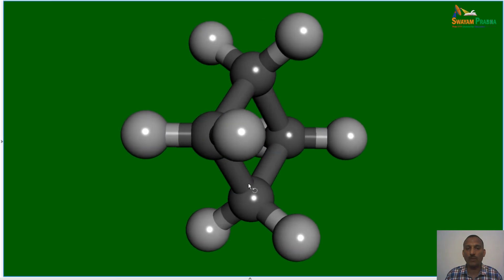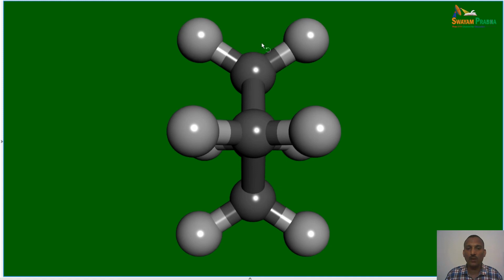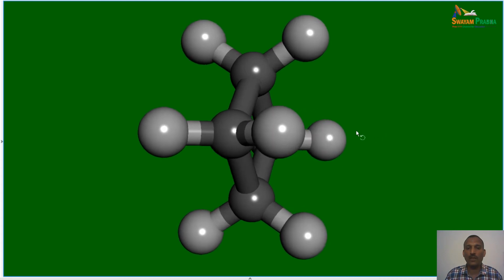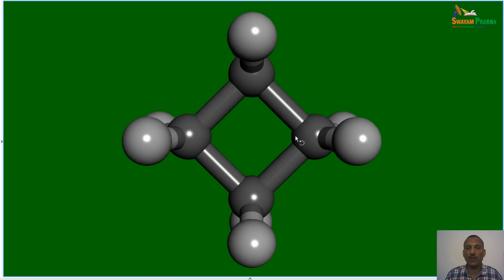The same way, if I rotate the molecule like this, I can also cut across this way to give the identical mirror image. So this molecule has diagonal, vertical and horizontal planes of symmetry. So we have vertical, horizontal and diagonal planes of symmetry for the cyclobutane molecule.